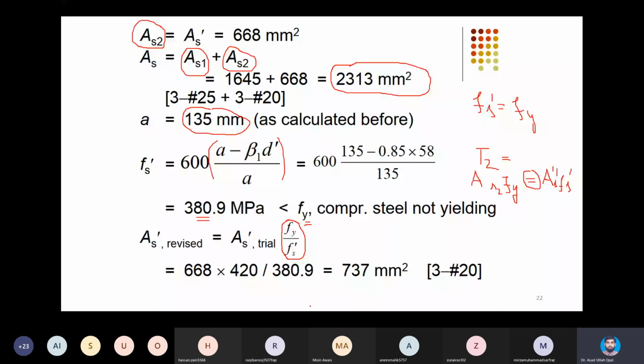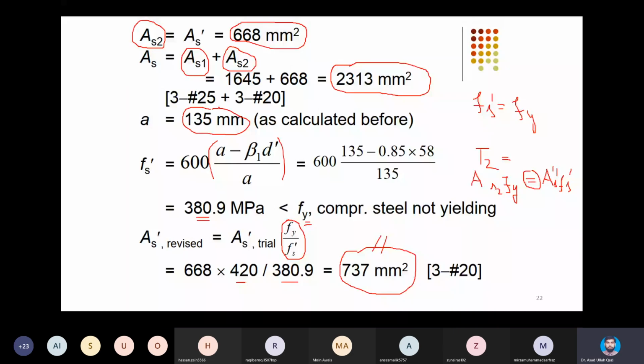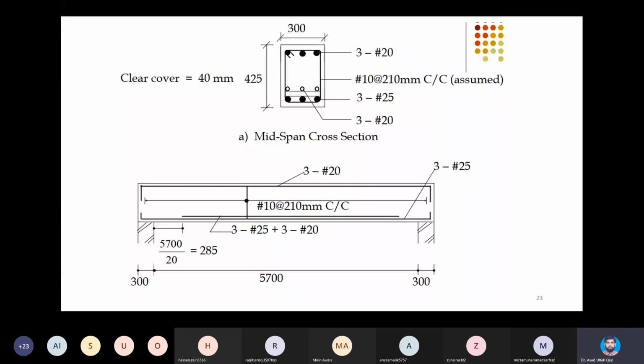And T2, I told you, whatever you add on the tension side will start yielding, because earlier your calculation was rho equal to rho max. So in this way a little enhancement is done, and your revised compression steel area has increased from 668 to 737, and this is now final. What you earlier calculated, 325 plus 320 on the tension side, will remain the same. There will not be any change. The only change you made is on the compression side, and you made it 737 rather than 668.